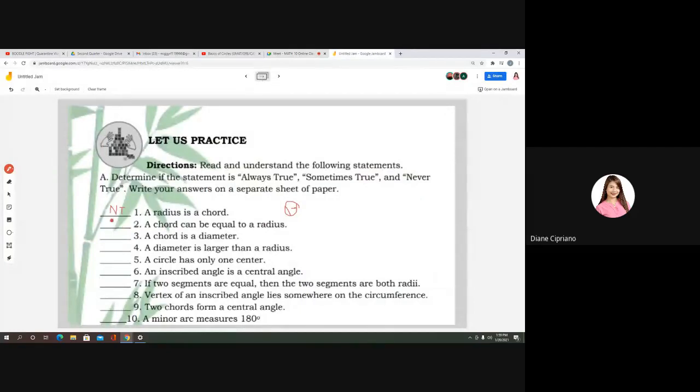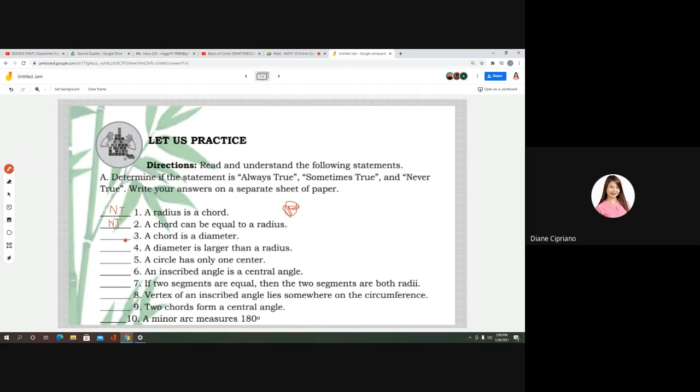Never talaga yun, Biel. Tama. Hans, tama. Never true. A chord, this is the sample of the chord. And this is the sample of the radius. How come they will be equal if one definition of the radius is it touches the central point, and the example of chord is just from end to end, at isa lang naman yung naging equal sa kanya na pwede ring tawaging chord, which is the diameter. So they will never ever be equal.